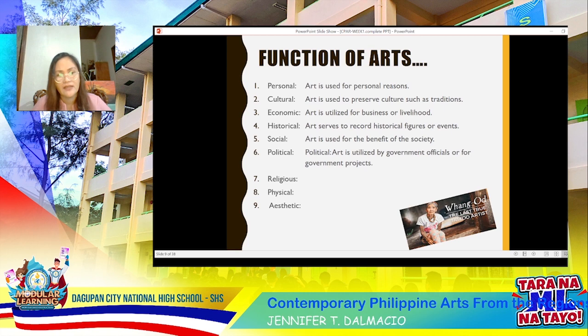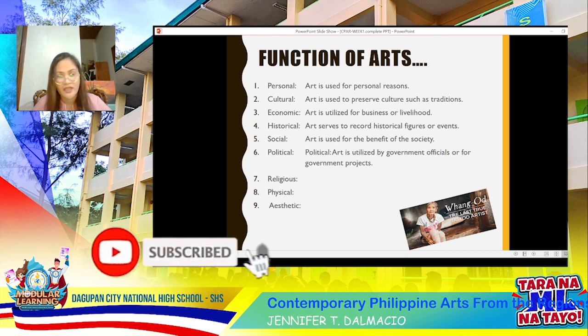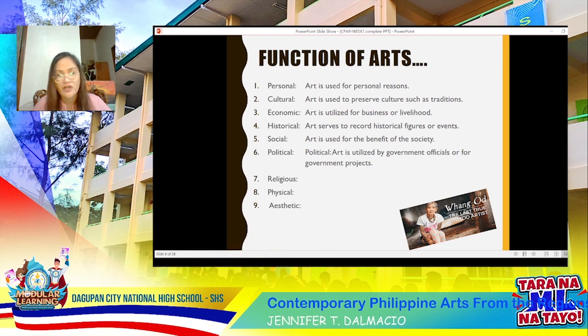Political is when art is utilized by government officials or elected officials for projects. So this is particularly shown during the Marcoses' time. We have the mural paintings along streets and roads and the construction of the Cultural Center of the Philippines.